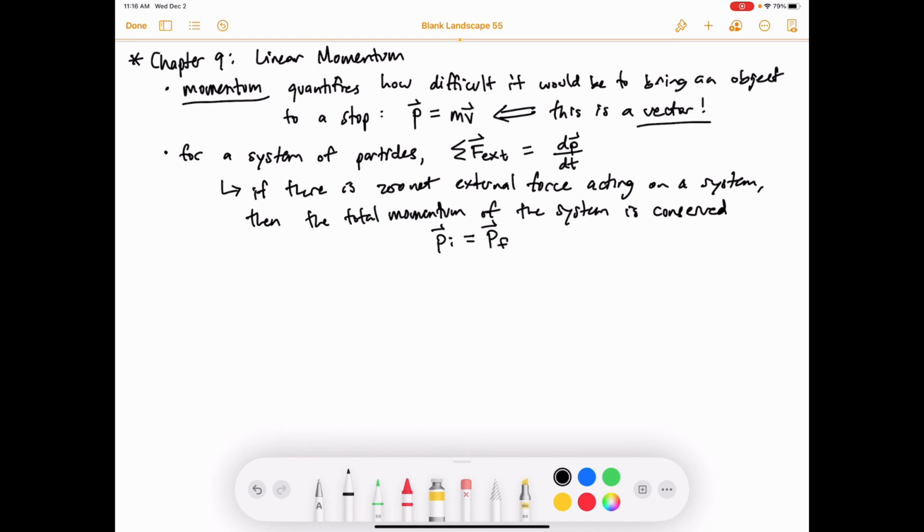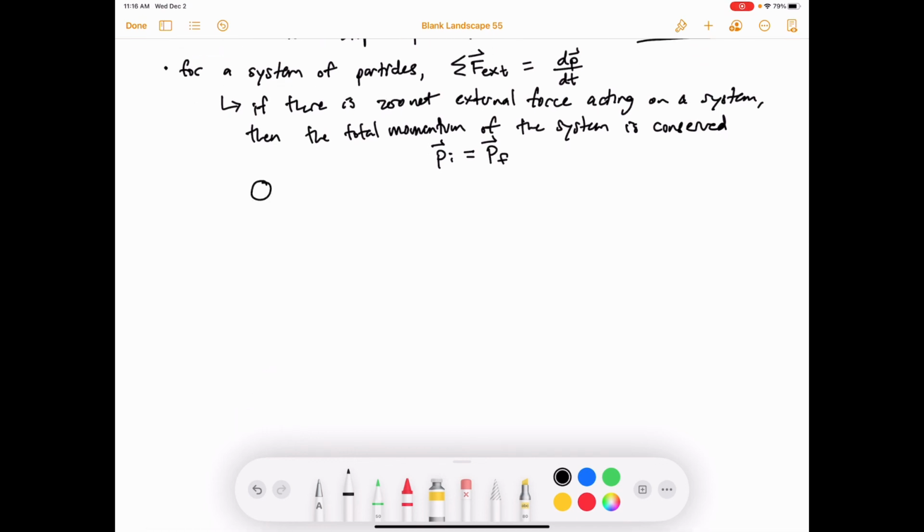And we can use this idea, for example, to understand what happens during a collision. If we have a collision between two objects, before they collide, they might be moving in a certain way. That's our initial state. After they collide, they might be moving in different directions with different speeds. That's our final state. We can relate what's going on in the initial and the final state using conservation of momentum.